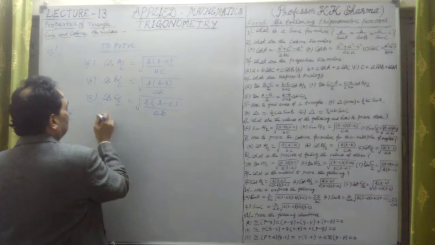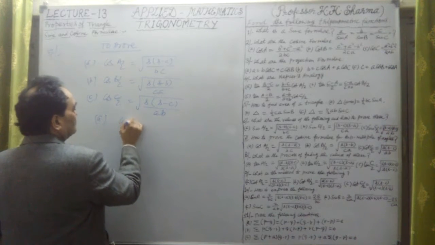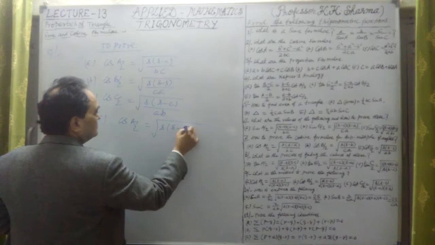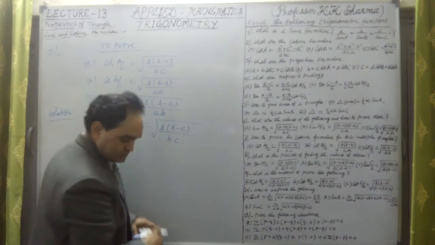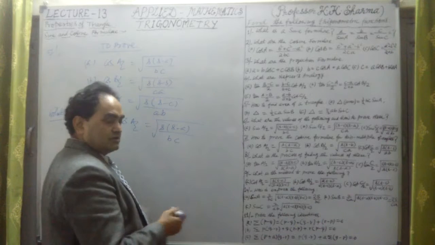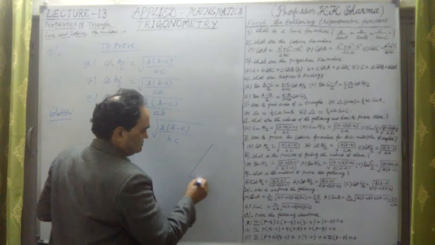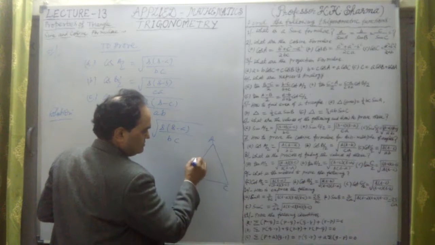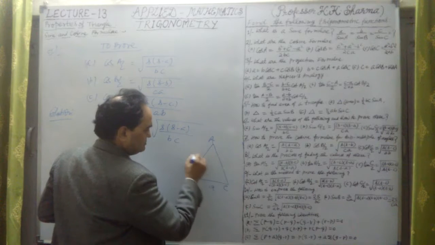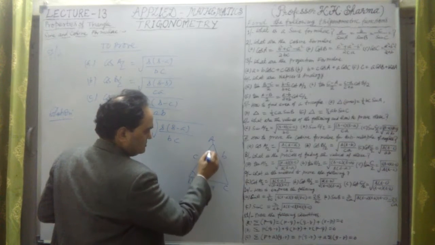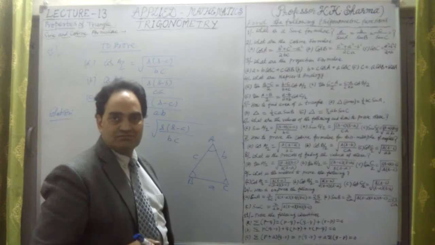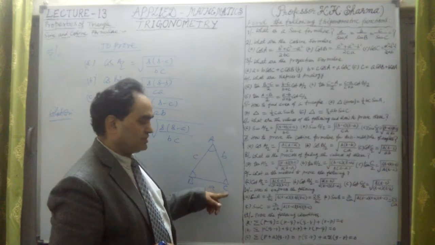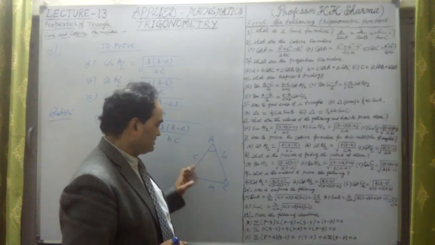Okay, so in A part, we have cos A by 2 equal to under root of S into S minus A upon BC. Again, let us take the triangle. We know that this is A here, this is B, C. This is your A side, this is C side, this is B side, the length of the side opposite to the respective angles: opposite to angle A is A, opposite to angle B is B, opposite to angle C is C, and the length of the side AB is C.